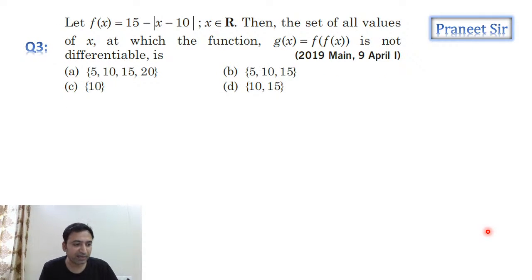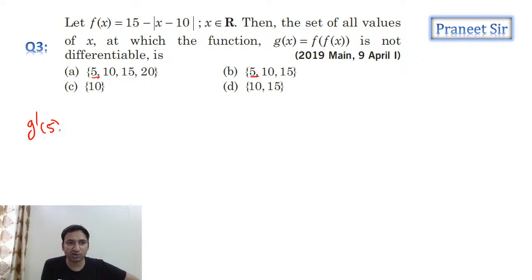So this is the next question we have. F of x is given as 15 minus |x minus 10|. Then find the set of all values of x where f of x is not differentiable. Let's check where it is not differentiable. So to check whether z of x is differentiable or not, let's take 5, guys. Why? Because 5 is there in 2 options. Let's check it at 5.